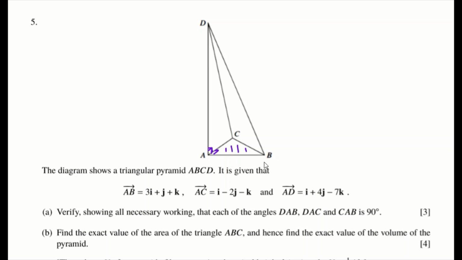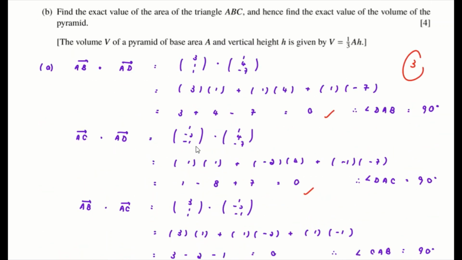So after you get the area of the triangle, that's basically your base area. We know the volume of a pyramid is 1 over 3 multiplied by the height and multiplied by the base area. Because DAB is 90 degrees, we know that AD is the height. So we can find the magnitude of AD, then multiply it with the answer just now, then we can get the answer. Okay, so let's try to do that.